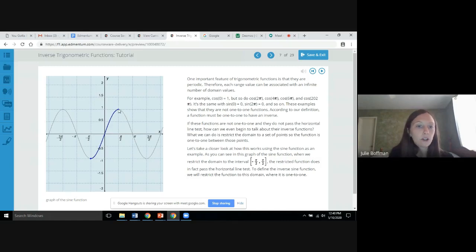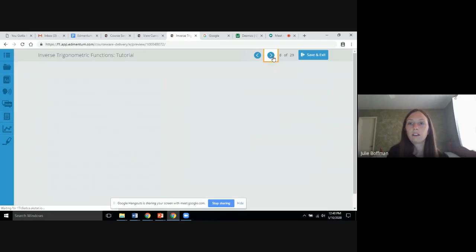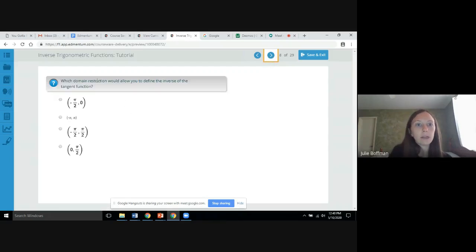Is that the only option? No, that's just the domain that they tell you to use, basically. You could restrict it in other places, but we're going to go with negative pi over 2 to pi over 2. So when you use your inverse function, you're only going to talk about from negative pi over 2 to pi over 2. So slide 8 says, which domain restriction would allow you to define the inverse of a tangent function?